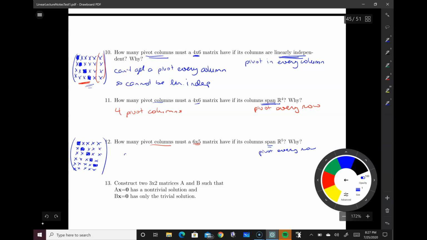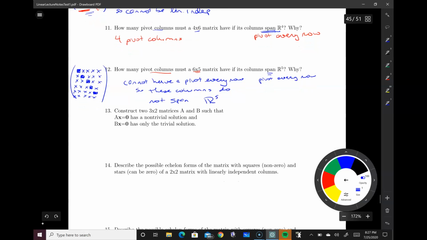I cannot have a pivot in every row. So these columns do not span R5.